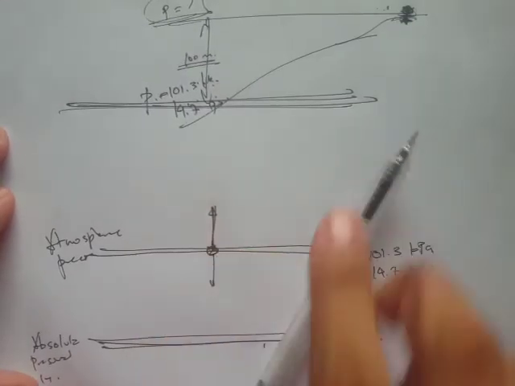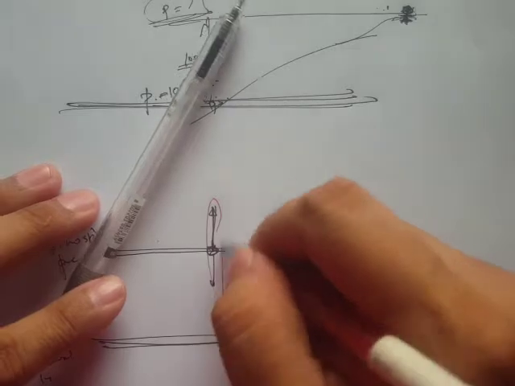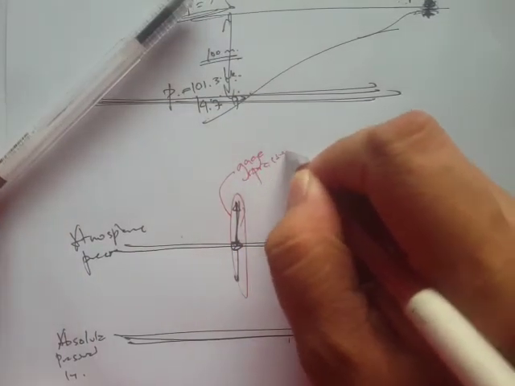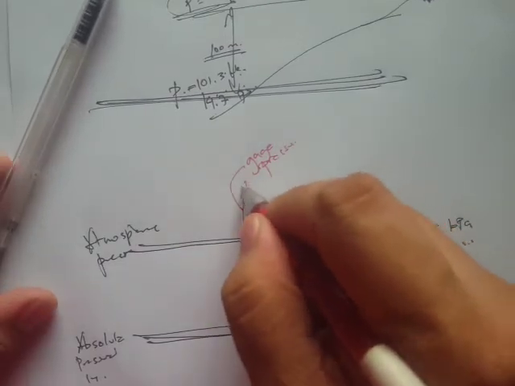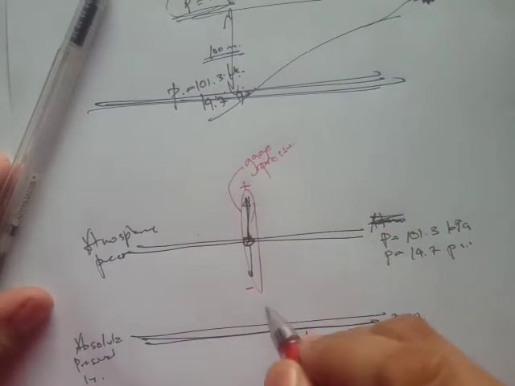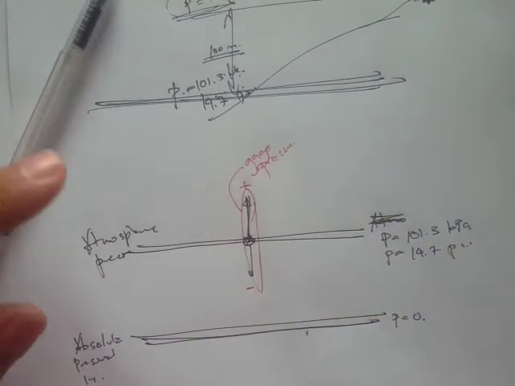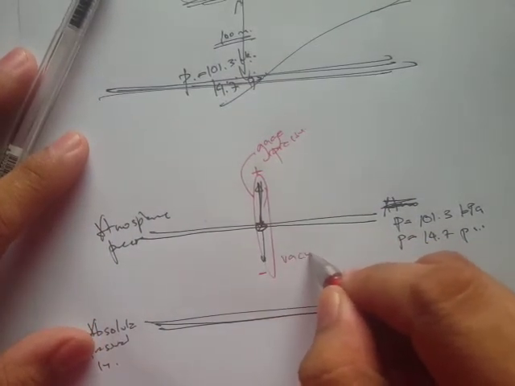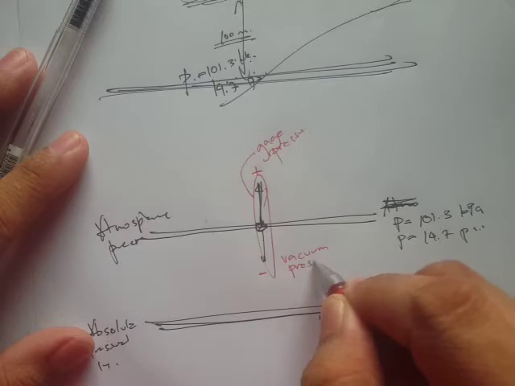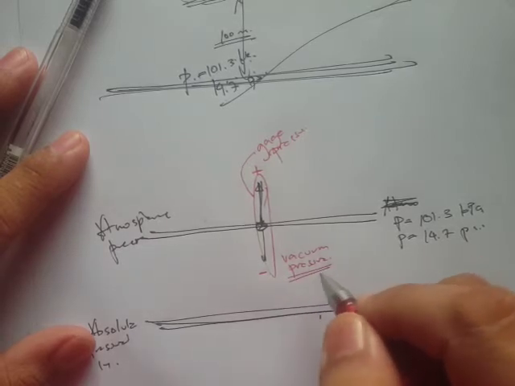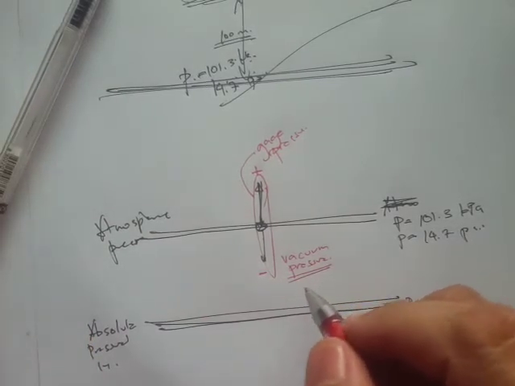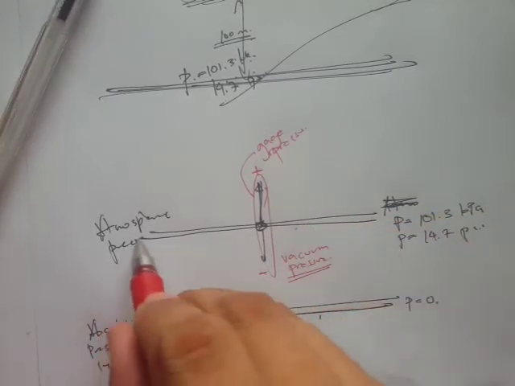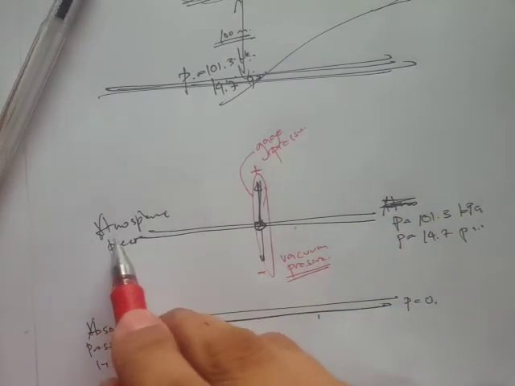Now, this measurement is what we call the gauge pressure. It can be positive or it can be negative. Often, when they say negative, they also refer to that as the vacuum pressure. And take note that this vacuum pressure is negative with respect to the atmospheric pressure line only.